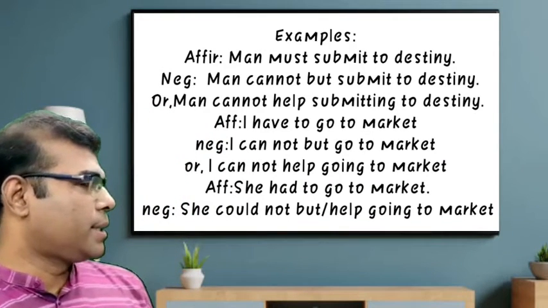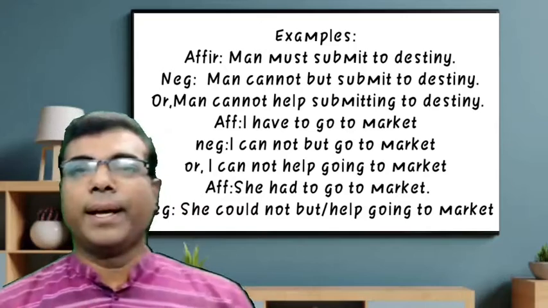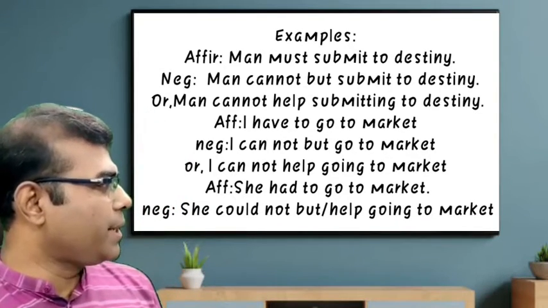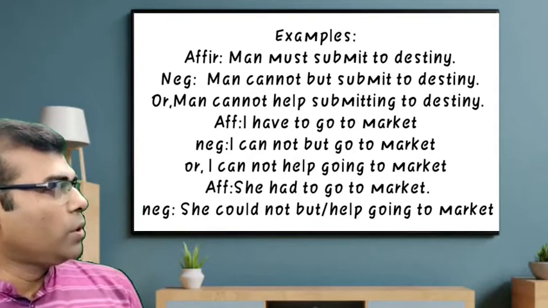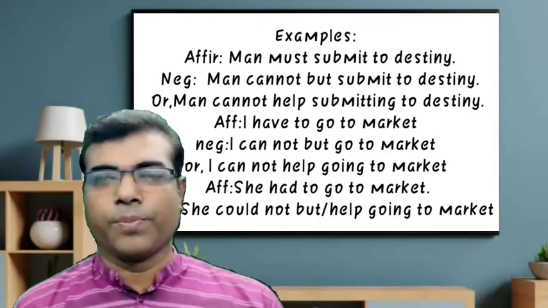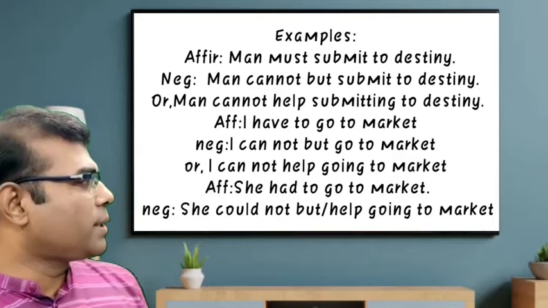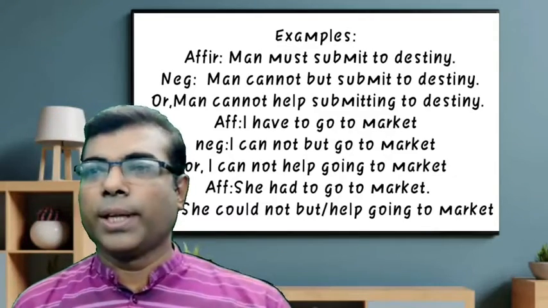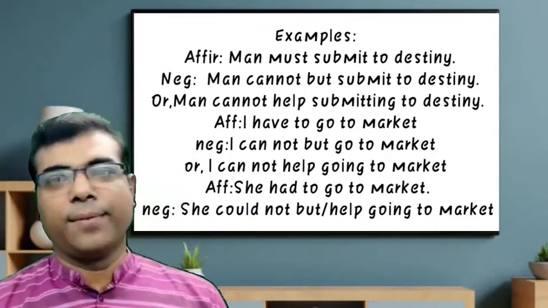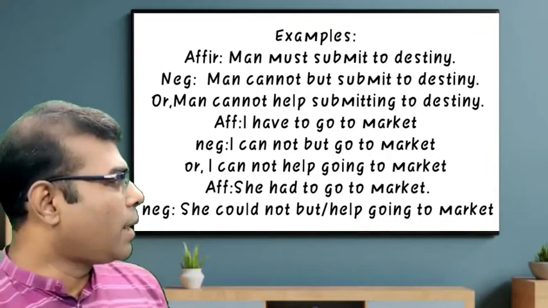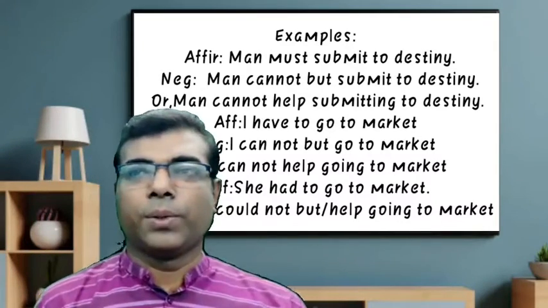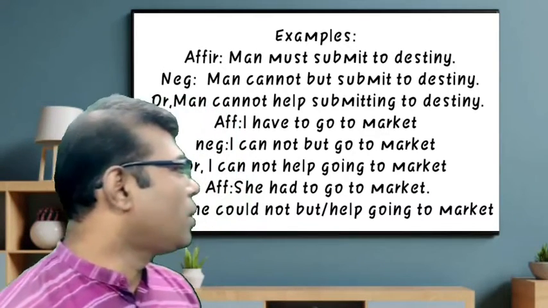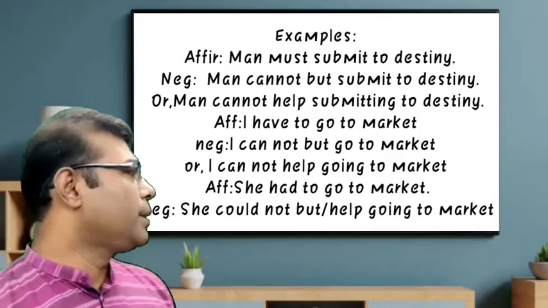She had to go to market. Here we can see had to. If we want to change the sentence into negative, then we have to use could not but instead of had to. We can also use could not help. If we use could not help, we have to use ing form after the base form of the verb. I have to go there. I could not but go there. Or I could not help going there.